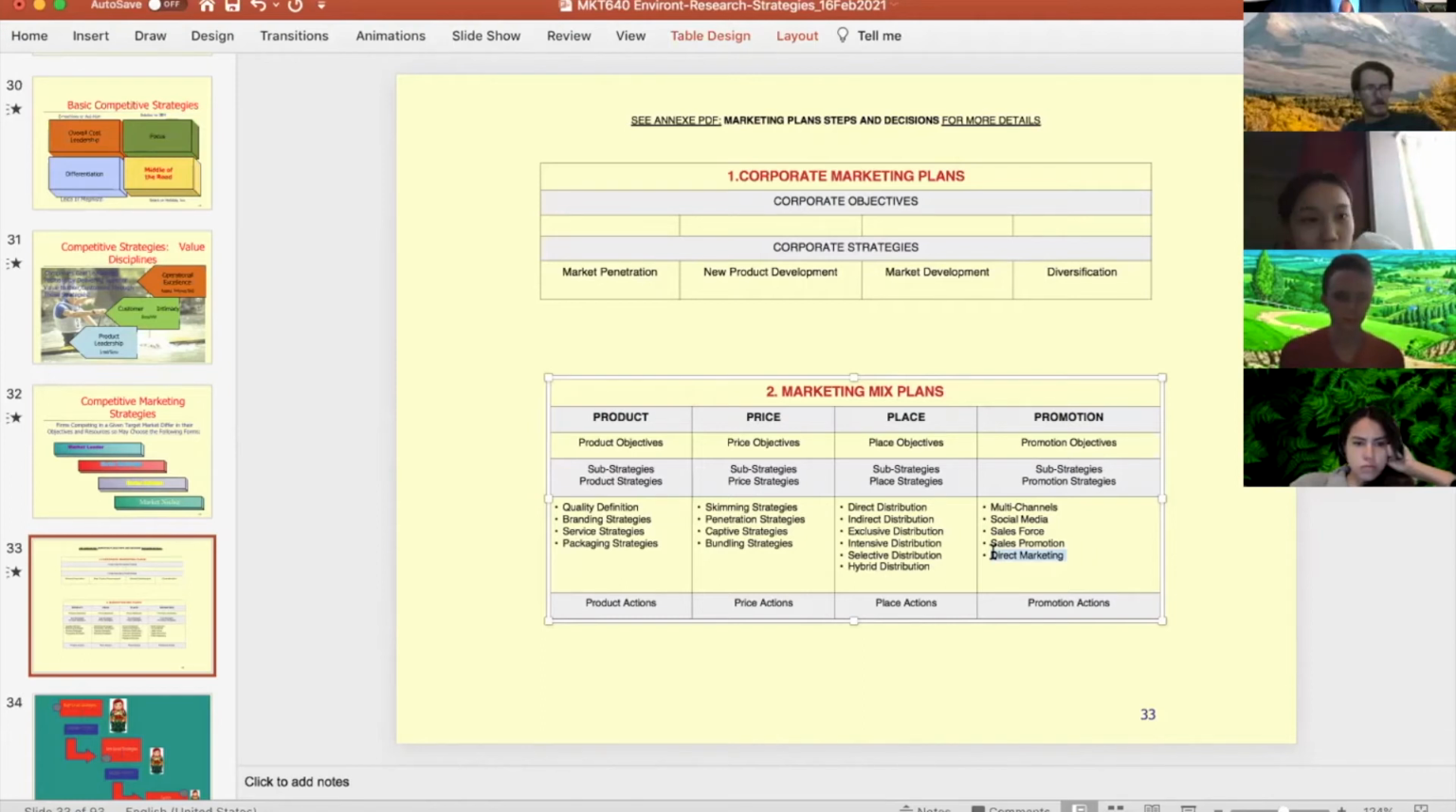So what is the name of your sub-promotion? Direct marketing sub-strategy. What is the specific detailed action? Increase email and text, right? So it's a question of being organized. The bigger is market penetration, the smaller is promotion, the smaller is direct marketing, and the smaller is more text. So it goes, it's like a funnel. It goes into more details, like a pyramid. Did I answer a little bit your question?